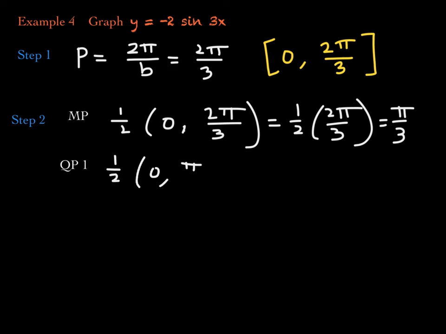You know what I just noticed? This should be a plus sign and that should be a plus sign. Let me fix that. All right, better. So then this is half of pi over 3, which is pi over 6.